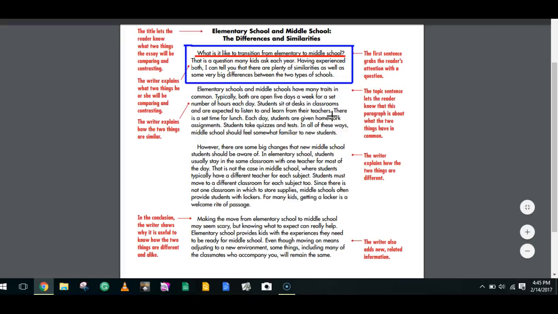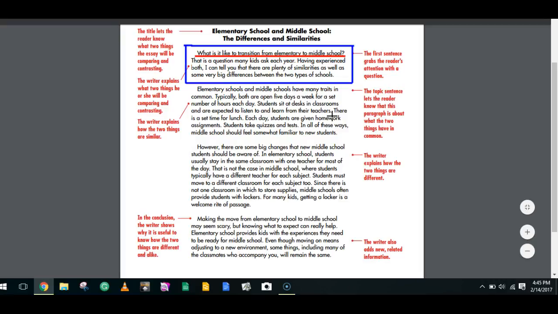Another thing that I wanted to draw to your attention as relates to the introductory paragraph is what follows the opening sentence, and that is more explanation or more elaboration. They began to say that the reason why they posed this question is simply because many kids ask this question year after year. And they then go on to say that they too have had the experience of going from elementary to middle school. And so they can help you understand what are some similarities and what are some differences.